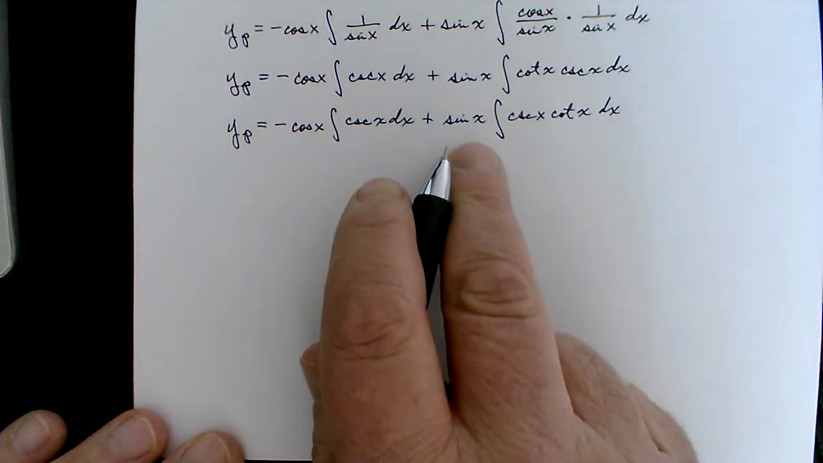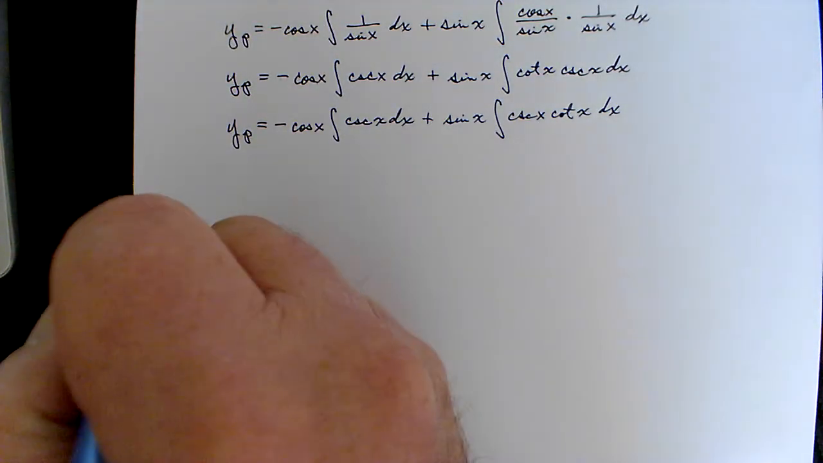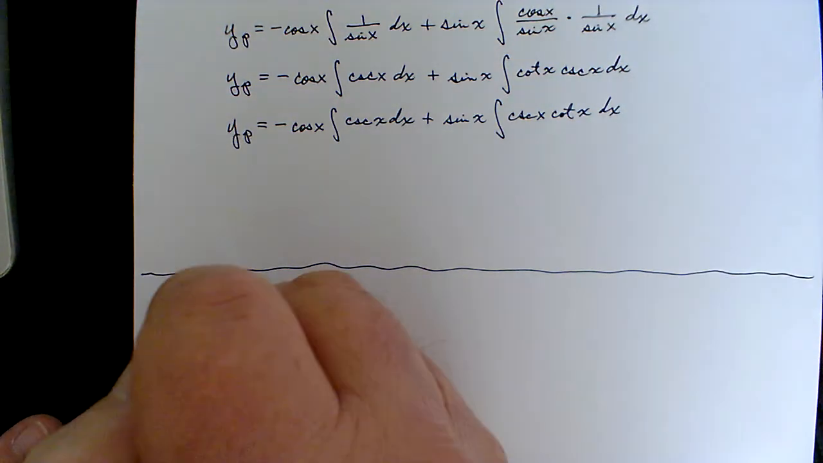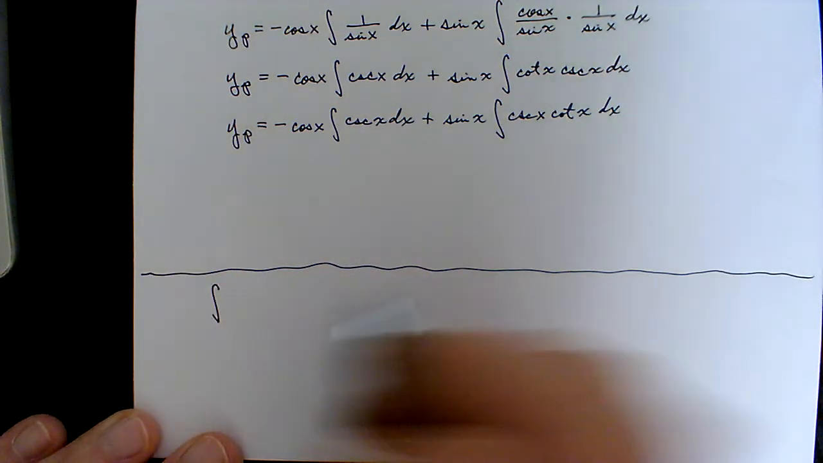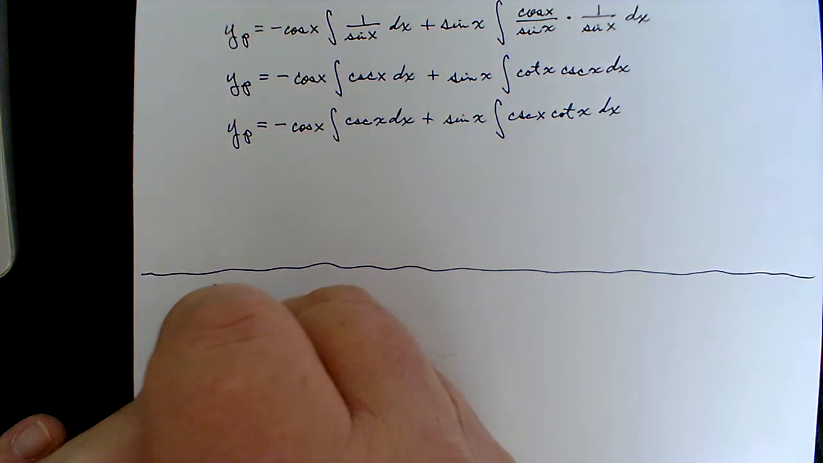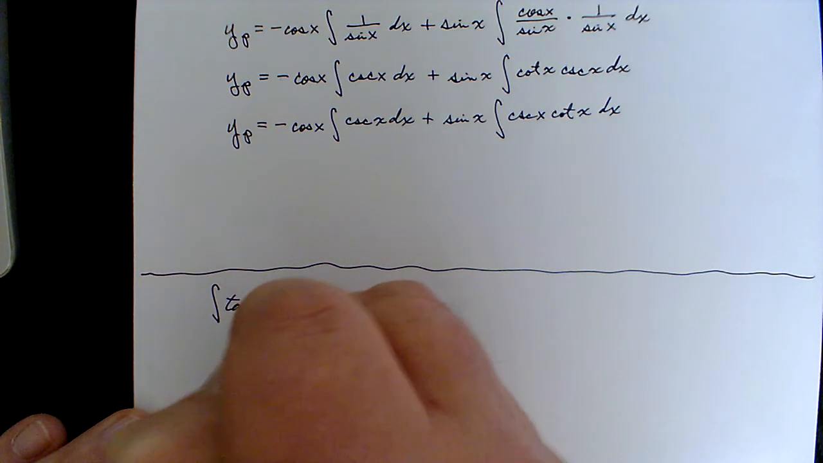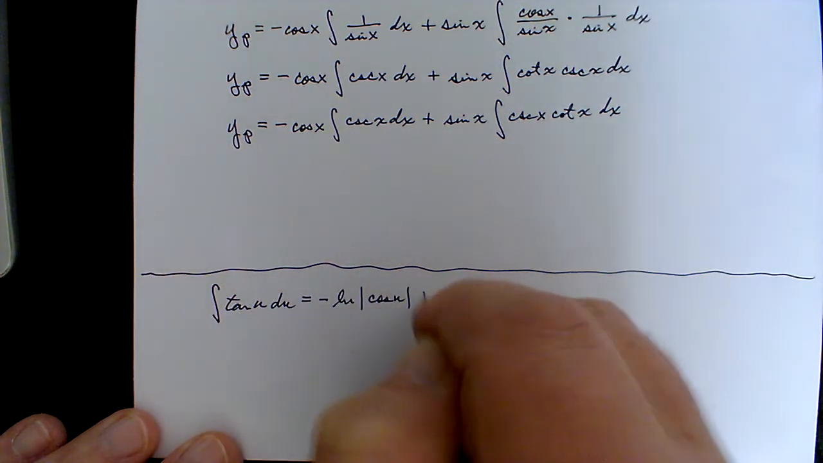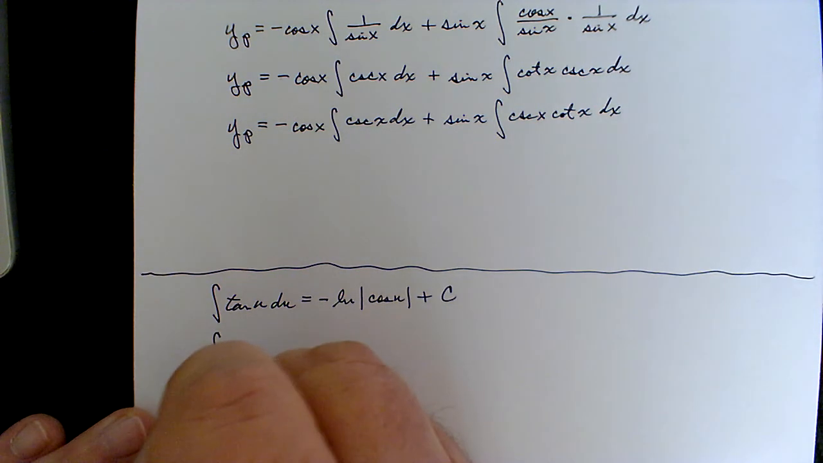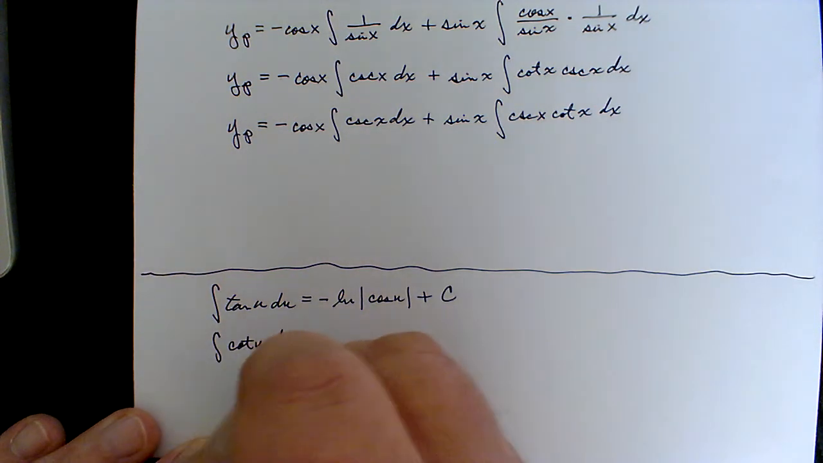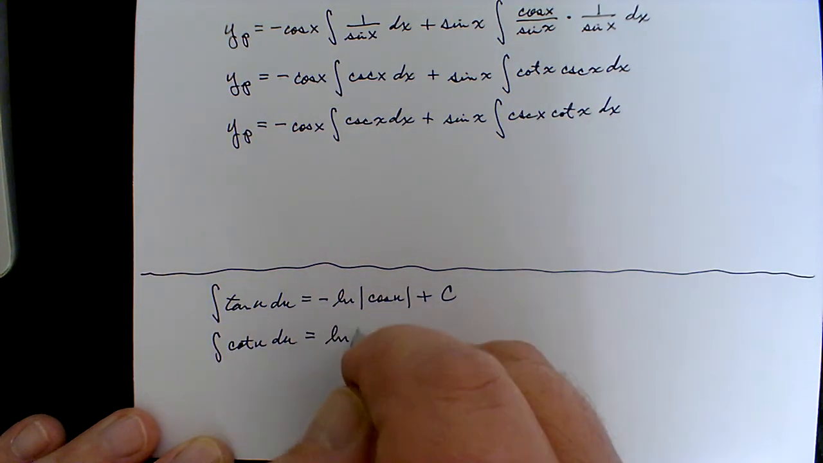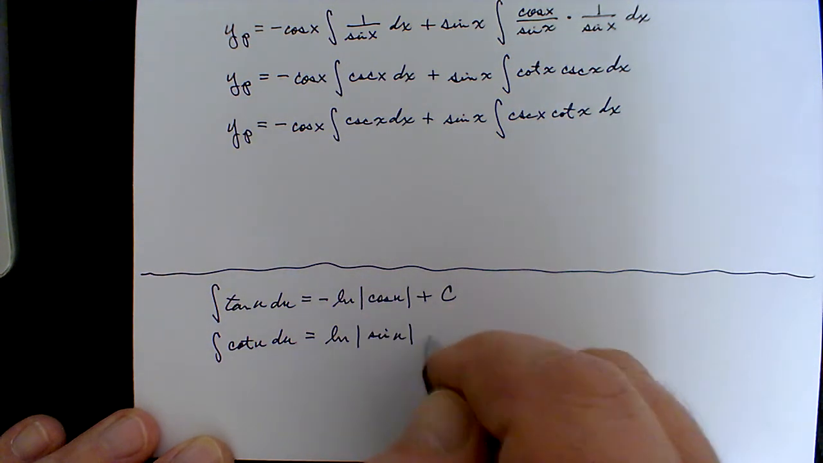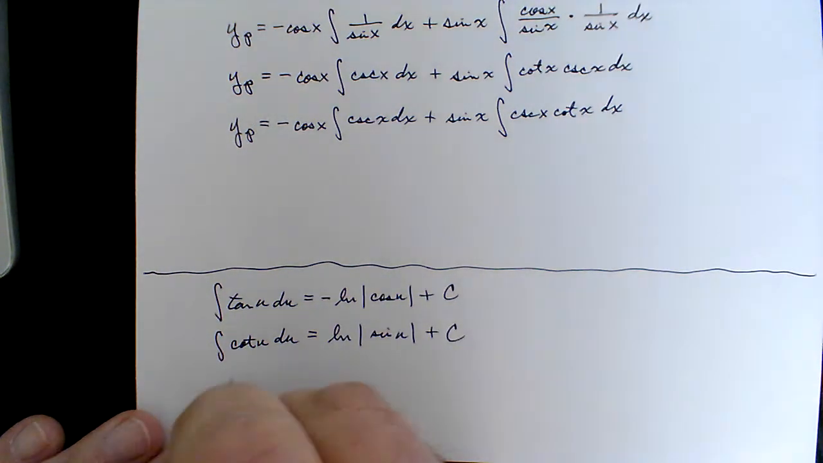We're going to finish up, it's going to take only a couple more lines here. But I want to put at the bottom of the page here, remind you of the 4 special formulas that you're going to need when you go through variation of parameters. Integral of tangent of u is minus natural log absolute value cosine of u. Integral cotangent u is natural log absolute value of the sine of u. Plus our constants, of course.